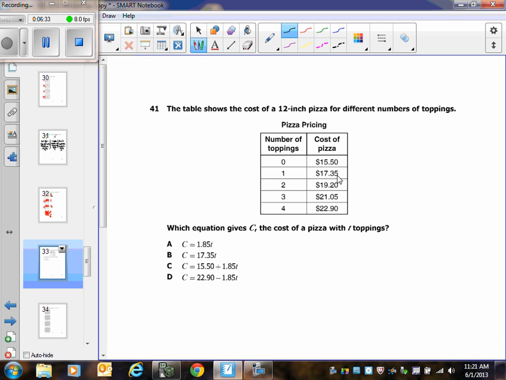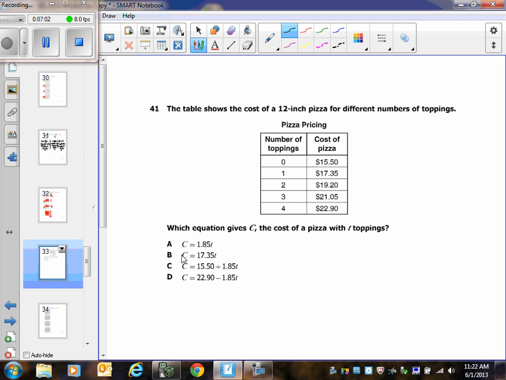Whenever you go to a place that sells pizza, they will charge you a certain amount for each topping. So I just have to figure out exactly how much they are charging me for a topping here. So look at choice A. Choice A is saying the cost of my pizza is going to be $1.85 times the topping. In other words, if I get no toppings, the cost of my pizza should be free. Choice A doesn't make sense.